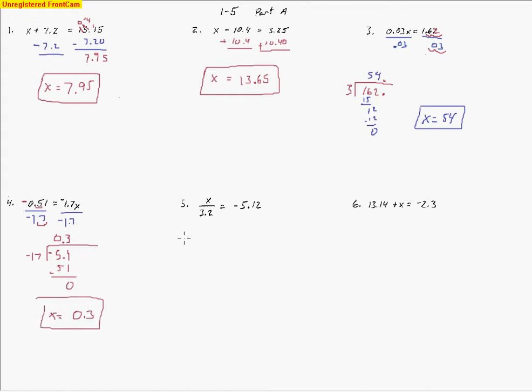In this one, definitely notice that we only have one negative sign. When I have division, the opposite operation is to multiply. So that's what I'm going to do. Multiply by the 3 and 2/10, and those 3 and 2/10 will cancel, leaving me just with x. I do the same thing on the other side. Notice I have a negative 5 and 12 hundredths times positive 3 and 2/10. So this will give me a negative.